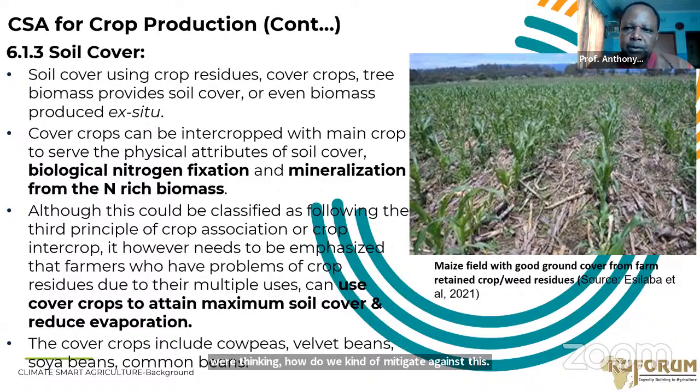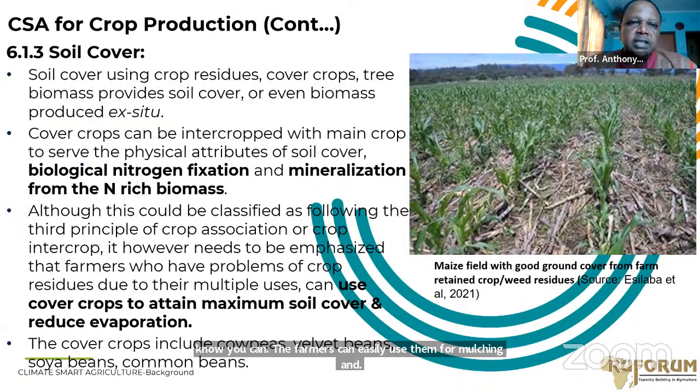We tried to spray some anti-transpirants, because the crop also loses moisture through transpiration. And we also added mulch. The mulch came from coconut coir. When you harvest the coconut, there are those husks, which are usually thrown away, so the farmers can easily use them for mulching. And the results were amazing. The mulching helped in reducing evaporation and ultimately increased the yield significantly.